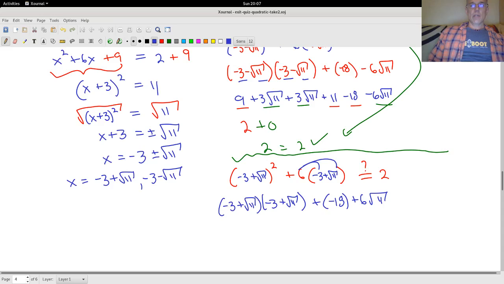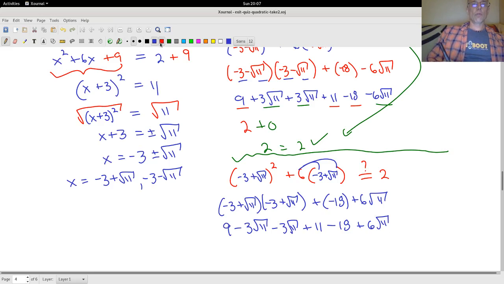Alright, over here I have negative 3 times negative 3, which is 9. Negative 3 times square root of 11 is negative 3 square roots of 11. Square root of 11 times negative 3 is negative 3 square root of 11. And then we have square root of 11 times square root of 11, which is just plus 11. And then we have the minus 18, and we have the plus 6 square root of 11.